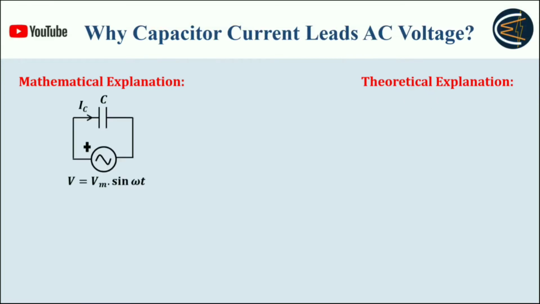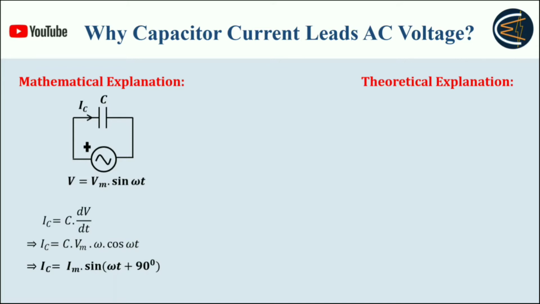As you can see, this is the circuit diagram. The sinusoidal voltage V equals Vm sin omega t is applied across the capacitor, and IC is the current through the capacitor. Now if you want to derive the equation, as you all know, IC equals C dV/dt. From there, if you derive the expression of the current through the capacitor, you will get IC equals Im sin(omega t plus 90 degrees).